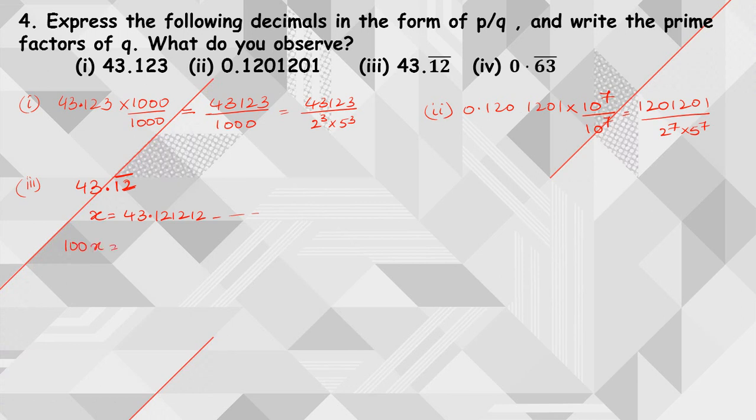So 100x is equal to 4312.121212 and so on, and x I can write as 43.121212 and so on. When I do the subtraction, what I am going to get is 99x is equal to, so here after the decimal point we are having 12, so those will get cancelled. So 12 minus 3 is 9. Next here 10 minus 4 is 6, and this becomes 42. Now from this x is equal to 4269 divided by 99.